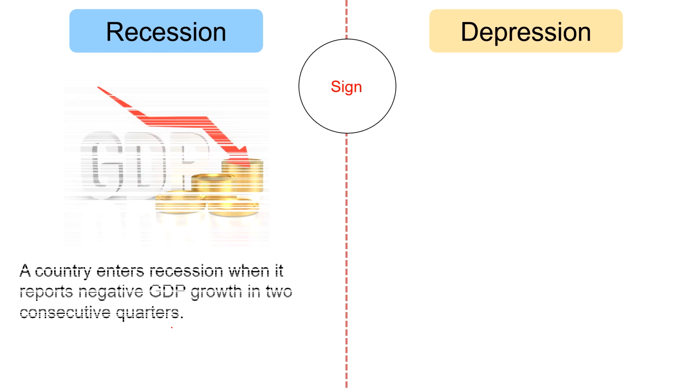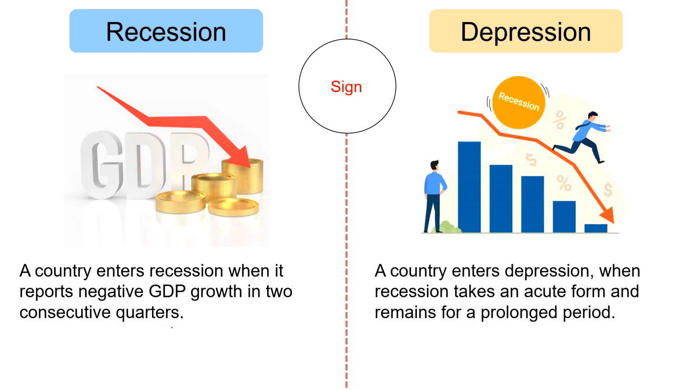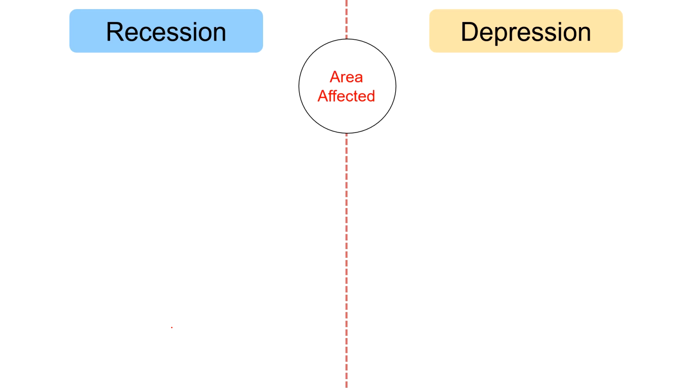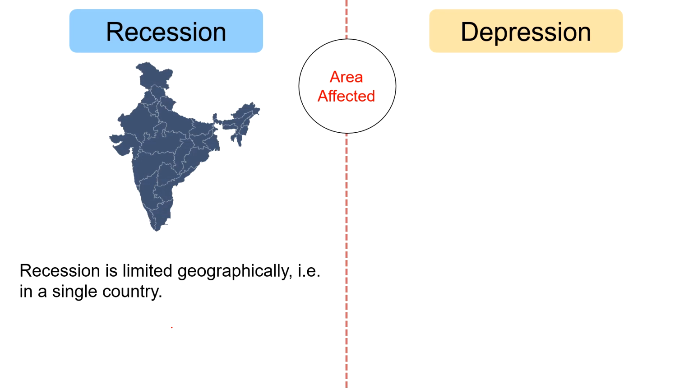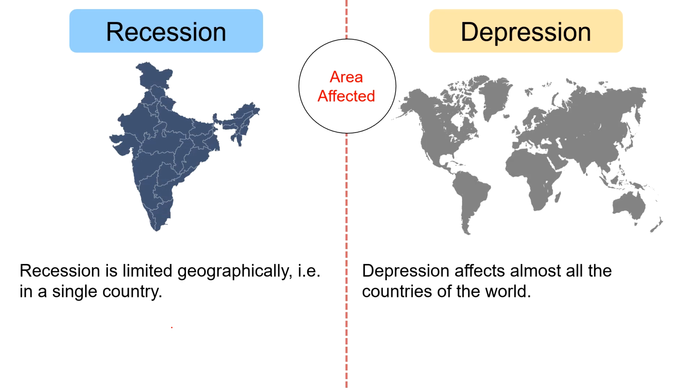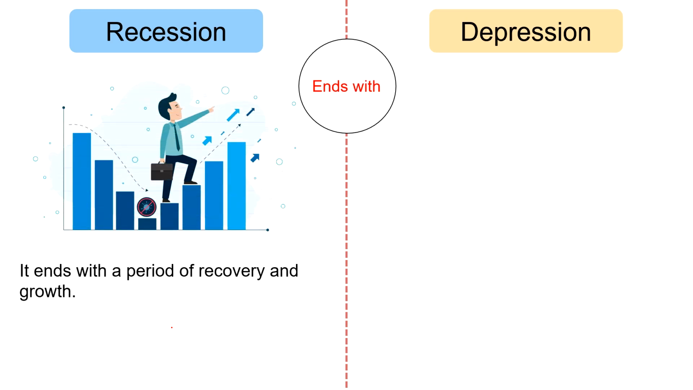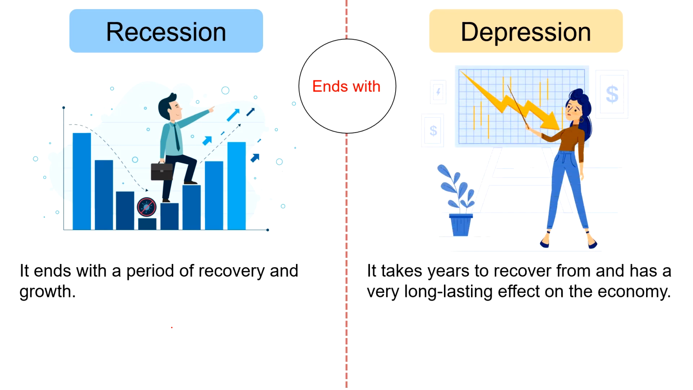Next, sign. A country enters recession when it reports negative GDP in 2 consecutive quarters. Oppositely, a country enters depression when the recession takes an acute form and remains for a prolonged period. Area affected. Recession is limited geographically, that is, in a single country. In contrast, depression affects almost all the countries of the world. Ends with. Recession ends with a period of recovery and growth, but depression takes years to recover from and has a very long lasting effect on the economy.